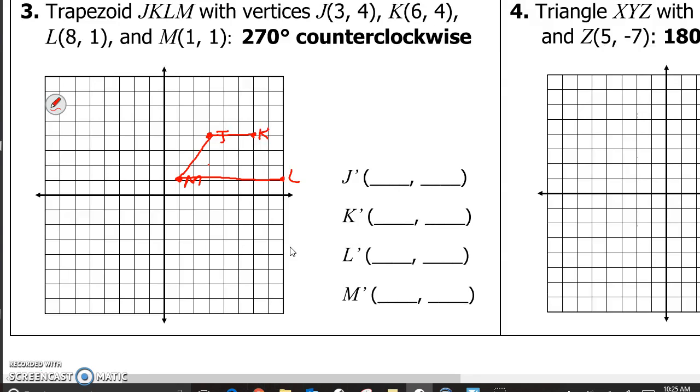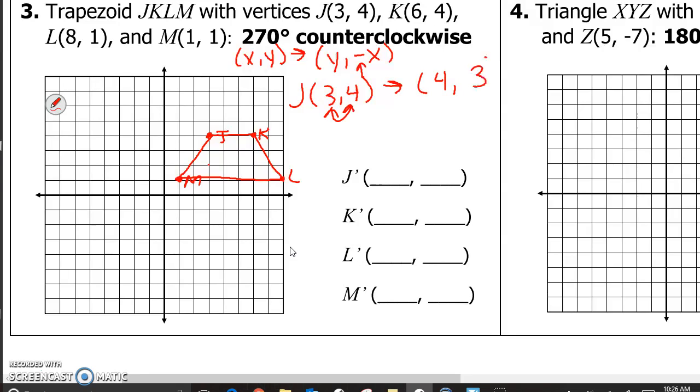Okay, so 270 degrees. The rule is that if we start with X, Y, our normal point, we are going to switch them, but the X changes signs. So we've got J, which is 3, 4. So we're going to switch the X and the Y for our new point. So it's going to be 4, 3. But the X is going to change to the opposite sign. So it's going to be -3. So J's new point is 4, -3.